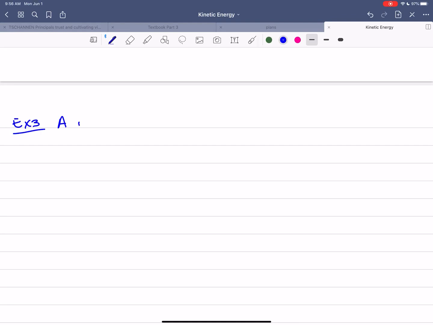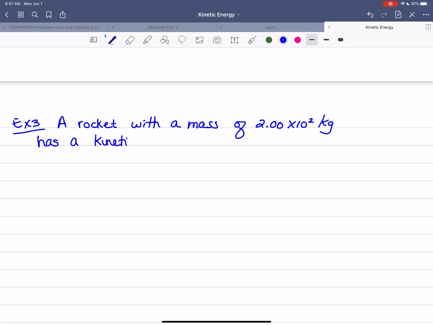So we have a rocket with a mass of 2.00 times 10 to the 2 kilograms. It is moving, so it has a kinetic energy of 1.0 times 10 to the 3 joules. What is the speed of the rocket?